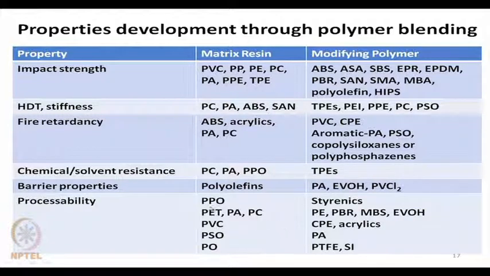film blowing, etc. So, here say processability of polyphenylene oxide can be improved if some quantity of styrenic polymer can be blended with polyphenylene oxide. Similarly, polyethylene terephthalate, polyamide, polycarbonate, their processability is modified or improved by use of small quantity of polyethylene or polybutadiene rubber or ethylene vinyl alcohol, etc. Then PVC with fluorinated polyethylene acrylics, polysulfones with polyamide, okay, polyolefins with PTFE and other polymers.